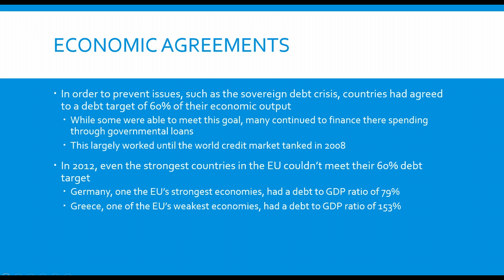In 2012, even the strongest countries in the EU couldn't make the 60% debt target. Germany, which is one of the EU's strongest economies, has a debt-to-GDP ratio of 79%, where Greece, one of the EU's weakest economies, has a debt-to-GDP ratio of 153%, which is very concerning for the European Union and its economic union.